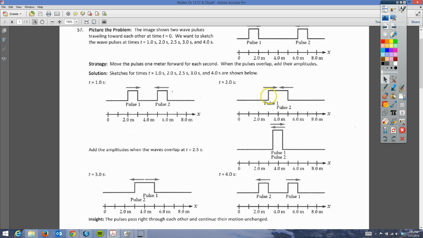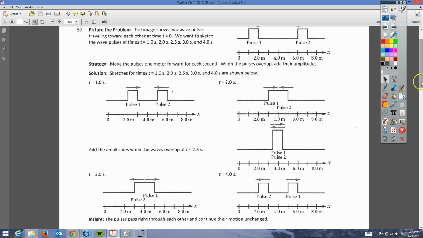And when they do that, we've gone from a height, we just call this h, to double that height. And it's because the two pulses added. At 3 seconds, you'll notice that it looks just like it did at 2 because the pulses are now going to separate. And then at 4 seconds, you'll see that they've totally separated. So that's basically how to do this.